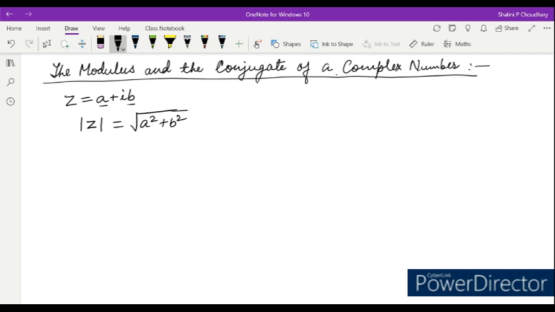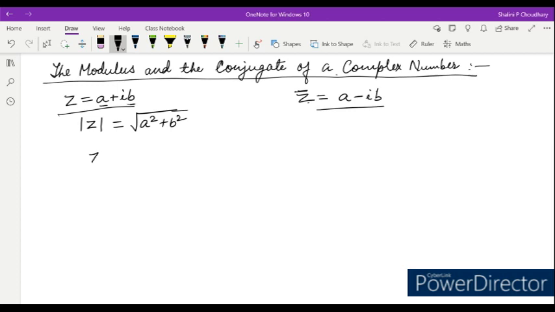We all know what a conjugate is. If z is equal to a plus ib, then the conjugate will be denoted as z bar, and that will be equal to a minus ib, right? So basically, what will be the value of z inverse? First, we'll take one example, then we'll understand.